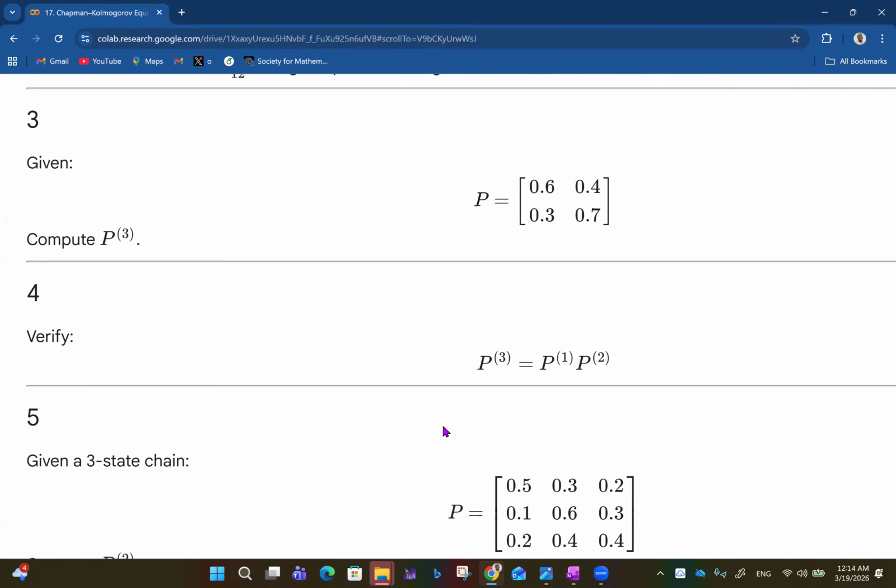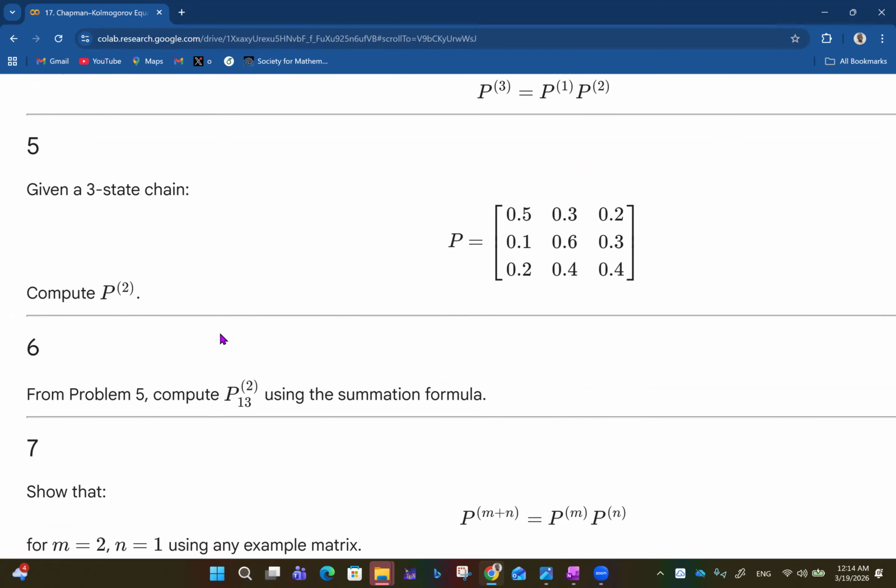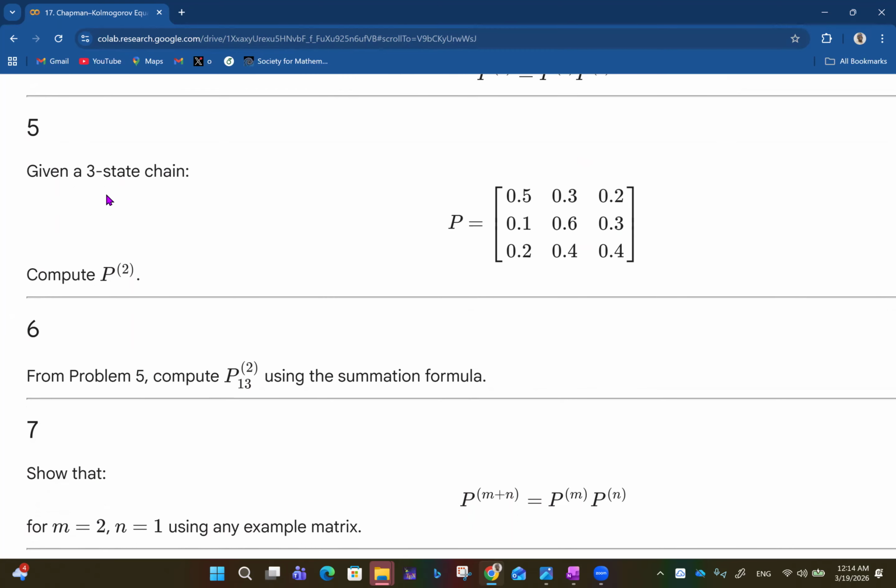Given P1, compute P3, we could do that. It means P3 is P1 times P2. Then question 5, given a three-state chain like this, compute P2. That would just be more tasking. You just square, just follow the steps. It's just that you have more numbers to deal with.